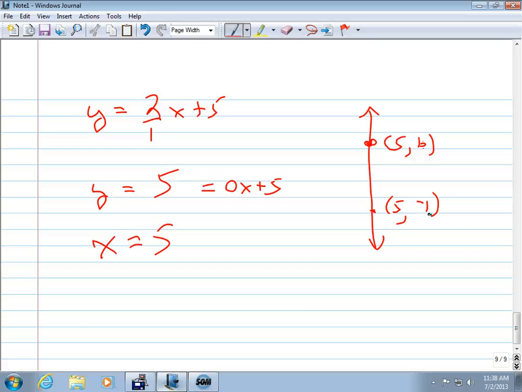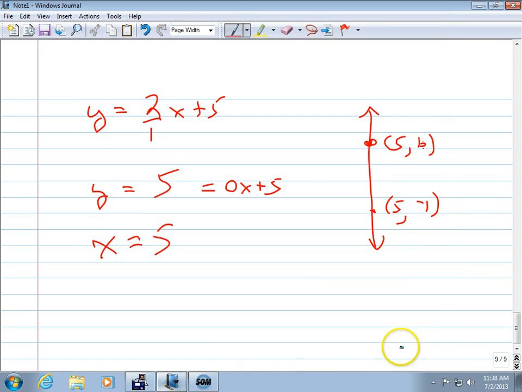When are two lines parallel? What makes two lines parallel? If they have the same slope. Anytime two lines have the same slope, they're parallel. When are two lines perpendicular? Negative reciprocal slopes, right?